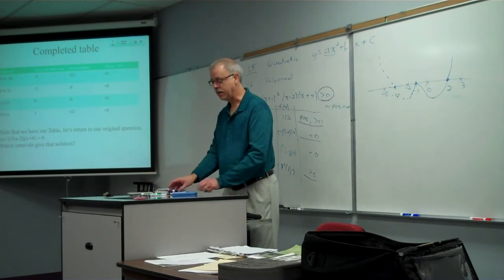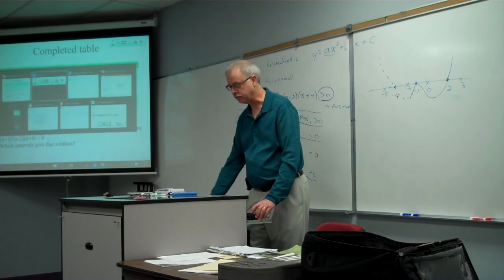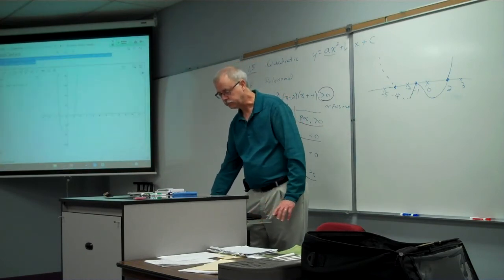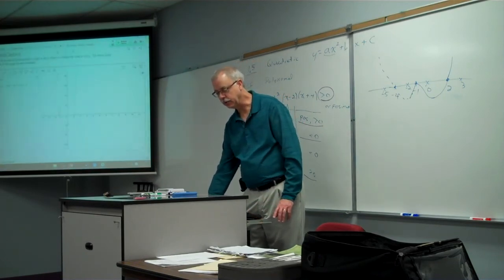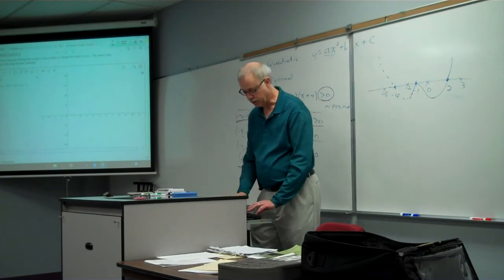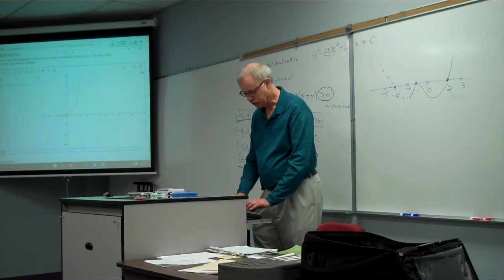We can certainly go to a graph and kind of double check that we've got that correct. So if we were to graph, turn that one off, and graph this one, x plus 1 squared, x minus 2, x plus 4.